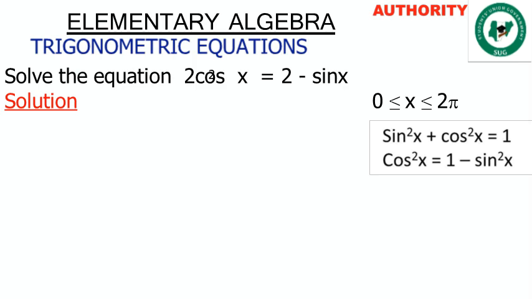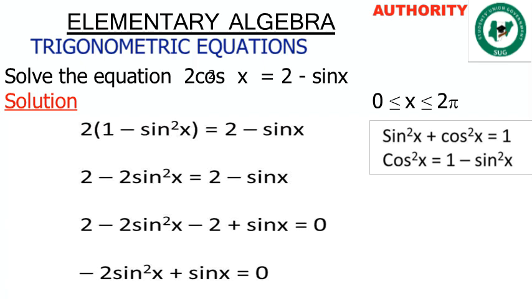Now let's do that and see how it will look. Instead of writing 2cos²x, we now replace cos²x with 1 minus sin²x. Now we have 2 open bracket 1 minus sin²x close bracket is equal to 2 minus sine x. We have 2 times 1, it gives you 2. And then 2 times minus sin²x, we are opening the bracket, it will give you minus 2 sin²x.